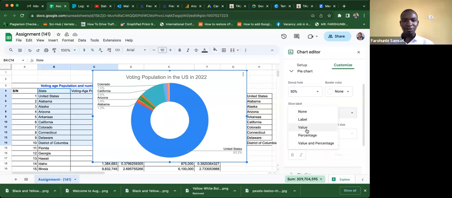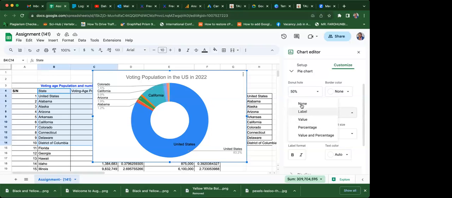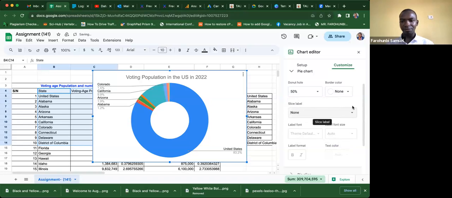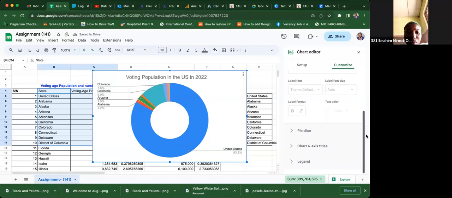Now, I can decide that I want the value to show percentage. So you see percentage is already showing there, 83.2% and 9.9%. And if I wanted to show the value itself, the number is already showing. If I wanted to show a label, the label is United States, California. So this way, I'm able to analyze the data and somebody will pick it, oh, US has the highest number, without even looking at the figure. So this way, I'm able to get it very easily.